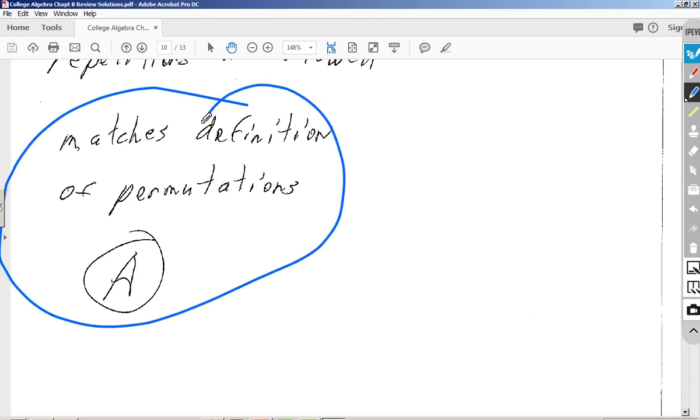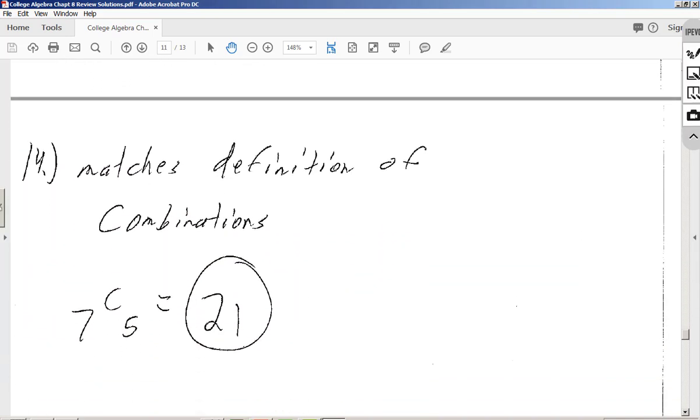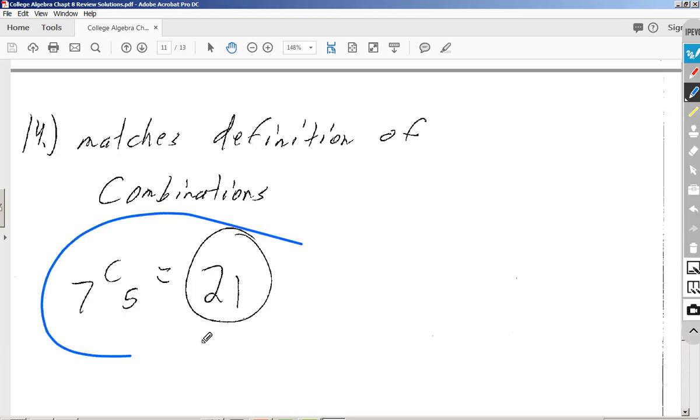So that answer is going to be A. On number 14, it says a stack of 7 different cards are shuffled and spread out face down. If 5 cards are turned face up, how many different 5-card combinations are possible? So that definitely matches the definition of combinations. In fact, it even calls it combinations.